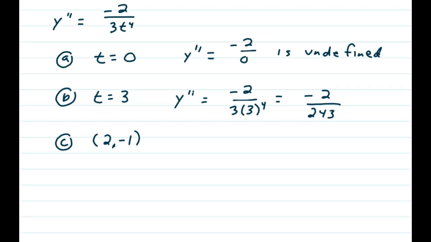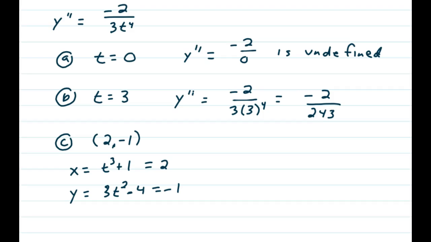Now part C is a little different. I'm not giving you the t value, I'm giving you the ordered pair, 2 comma negative 1, which of course is x comma y. So we bring back our parametric equations: x is equal to t cubed plus 1, y is equal to 3t squared minus 4, and we know that we're looking for a t value that will generate that point.